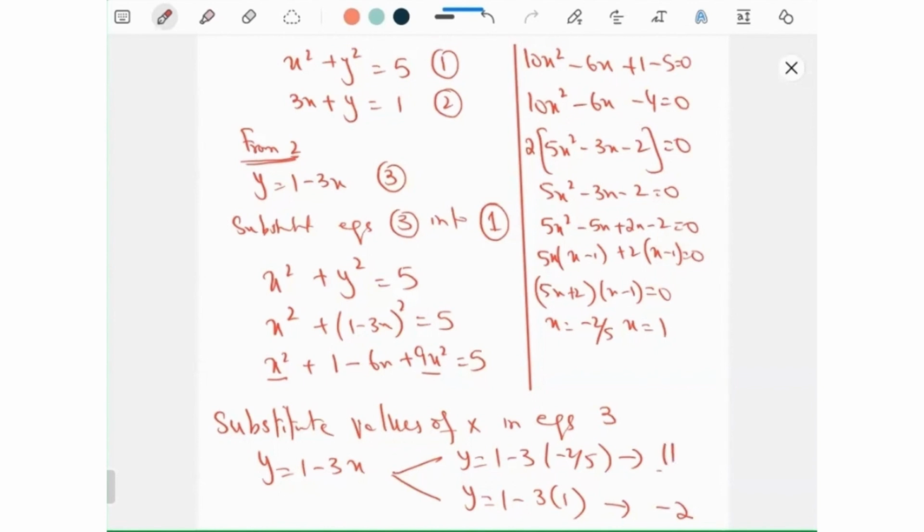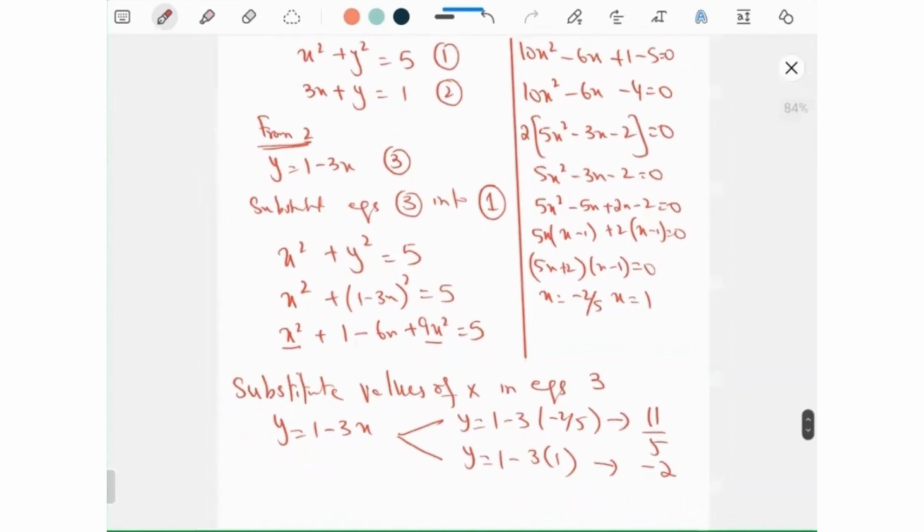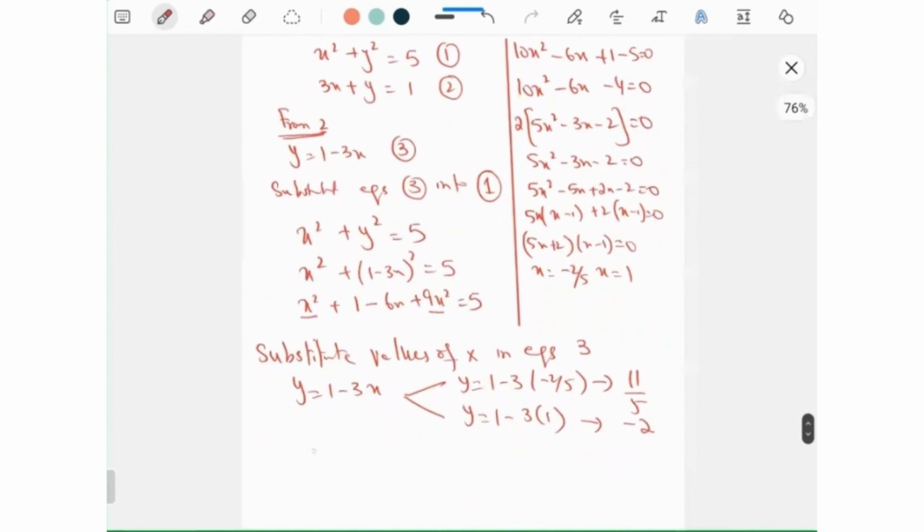11 upon 5. So the final answer is minus 2 upon 5 comma 11 upon 5, 1 comma minus 2. Since it is a quadratic equation, there are two solutions as discussed yesterday. Am I clear, everyone? Do you all agree? Yes or no? Kindly copy.